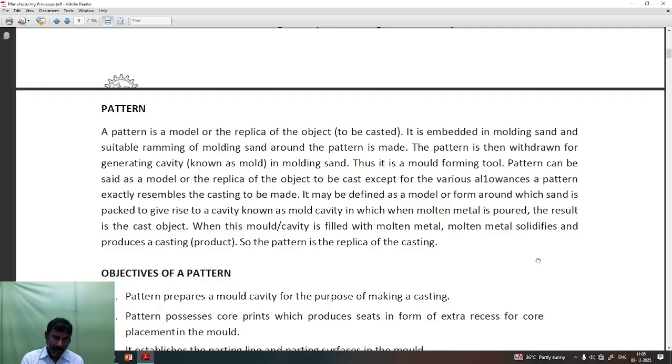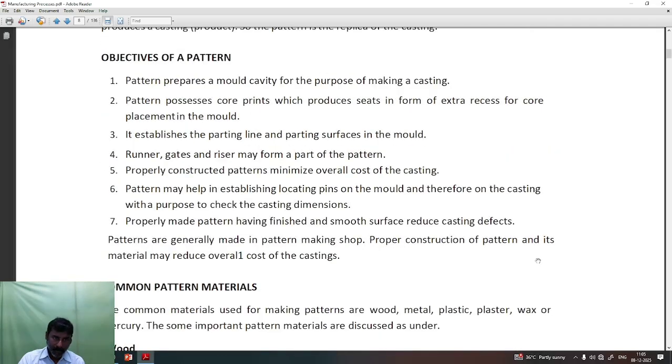The objectives of a pattern. Pattern preparation is very important in the casting process. A pattern produces the mold cavity for the purpose of making a casting. Patterns may provide prints which produce seats in the form of extra recesses for the core placement in the mold. It establishes the parting line and parting surface in the mold. Runner and gates or riser may form a part of the pattern. Properly constructed patterns minimize the overall cost of the castings.